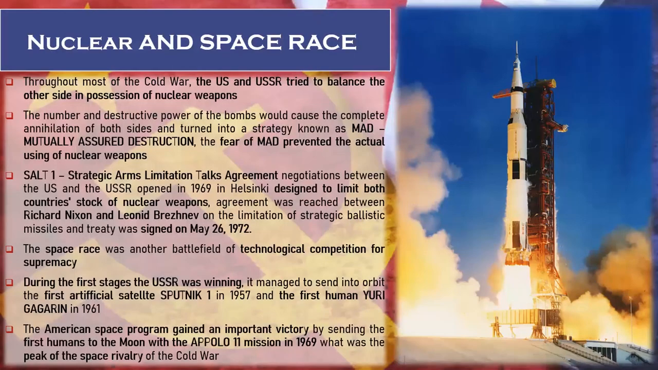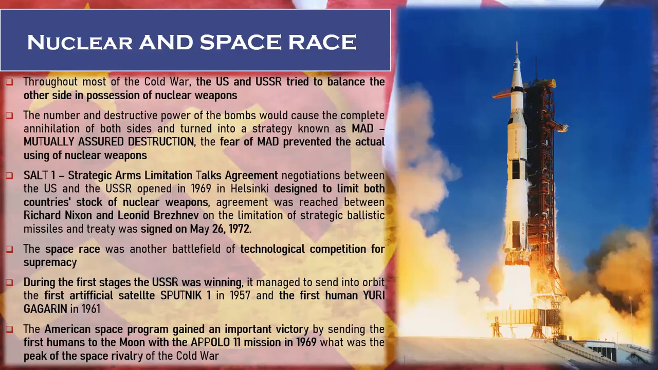The nuclear and space race was a competition between the two superpowers. Both of these sides realized that complete annihilation would happen after the use of nuclear bombs. So the fear of MAD prevented the actual use of nuclear weapons. MAD means mutually assured destruction. So they started to negotiate in SALT 1 and SALT 2. SALT means Strategic Arms Limitation Talks.